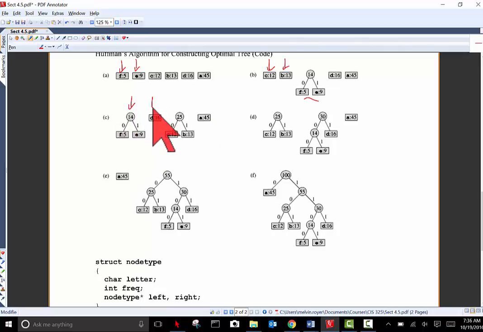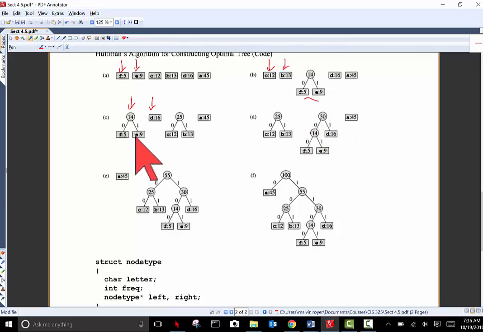Then here are the 2 least frequently occurring: least frequently occurring letter and least frequently occurring subtree of letters. And so we put the D with the F and E tree like this.